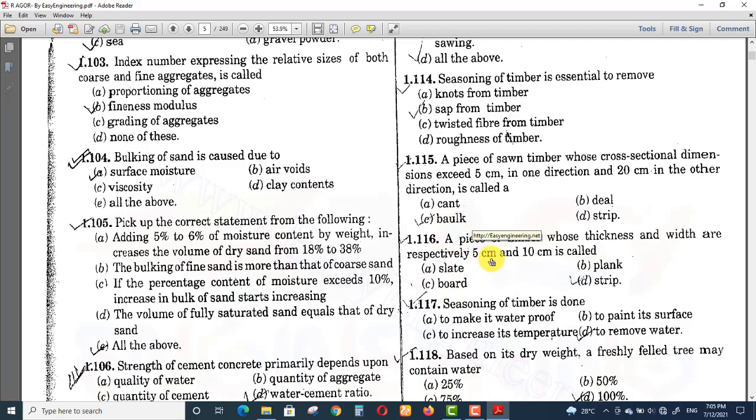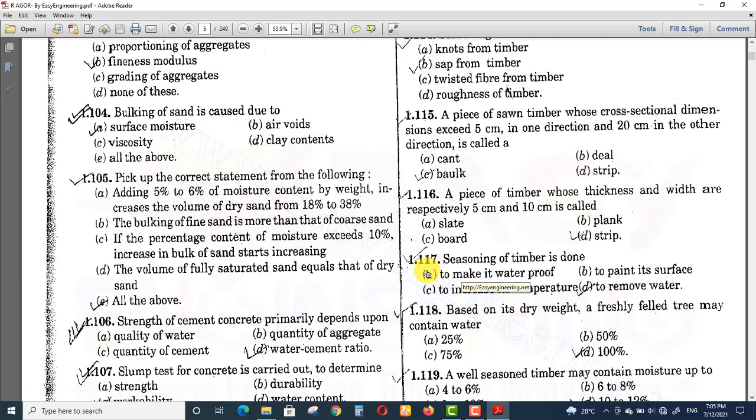If the dimensions are 5 cm and 10 cm, then it will be called strip. Similarly, there will be some defined dimensions for board, slate and plank. So we can get questions related to these too. So we need to check the dimensions for each of these options on Google.